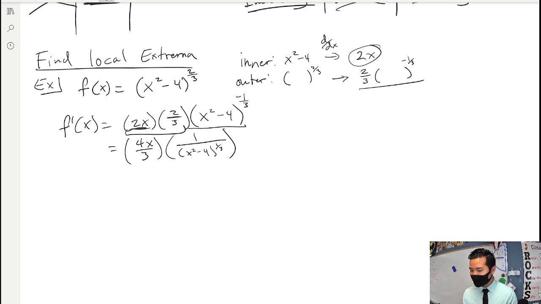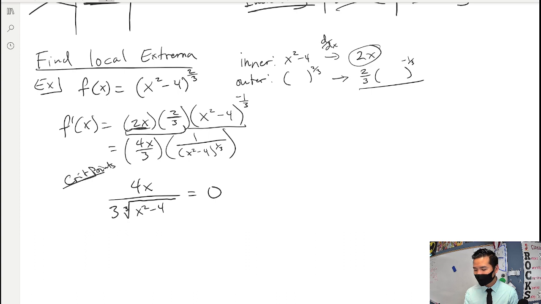You ready? I'm going to end up with 4x in the top here, and in the bottom, 3 times some stuff to the 1/3. But what does to the 1/3 mean? Does anybody know? 1/3 is the cube root of x squared minus 4. This is my derivative, simplified, right? And I want to find out when this derivative is equal to 0. This right here is to help me find my critical points.